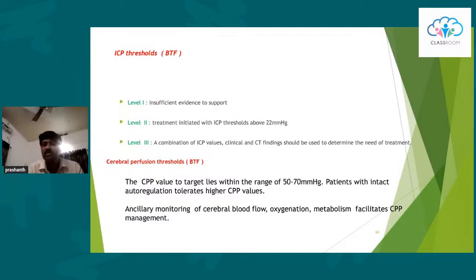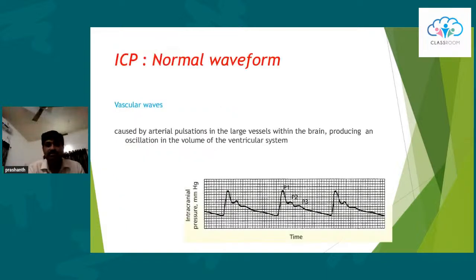to a conclusion. Similarly, there are cerebral perfusion pressure thresholds which have been recommended by the Brain Trauma Foundation, and the range of the cerebral perfusion pressure is somewhere between 50 to 70 millimeters of mercury. And you may additionally need to monitor the cerebral blood flow, oxygenation, and metabolism to come to a unitary alignment of all these values.